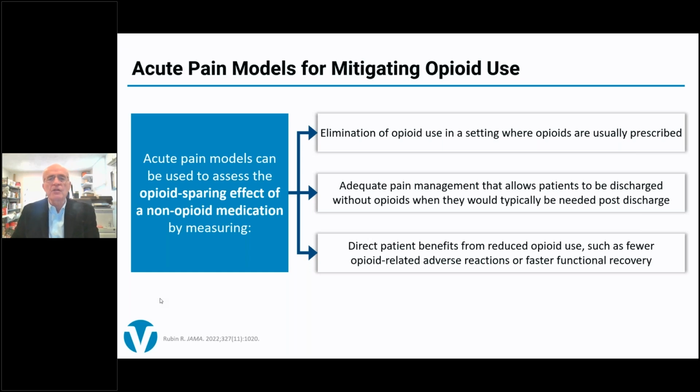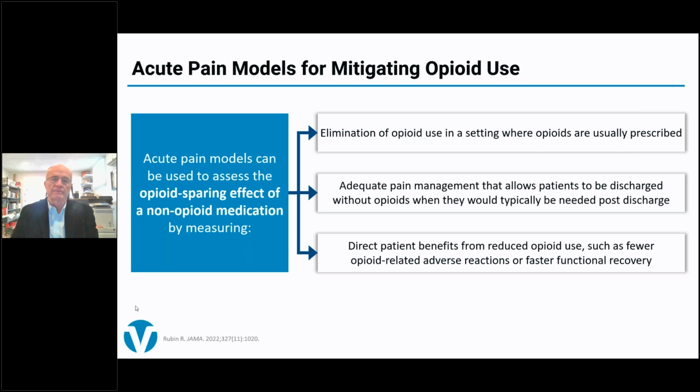Additionally, adequate pain management that allows patients to be discharged from a hospital or somewhere without the need of opioids to be sent home with them. And then direct patient benefits from reduced opioid use, such as fewer opioid-related adverse reactions or a faster functional recovery, if that can be demonstrated. These are three hallmark endpoints, measurements that the FDA has indicated that they would like non-opioid analgesics to address sometimes, but you still have to demonstrate efficacy and safety, of course, to get approval.